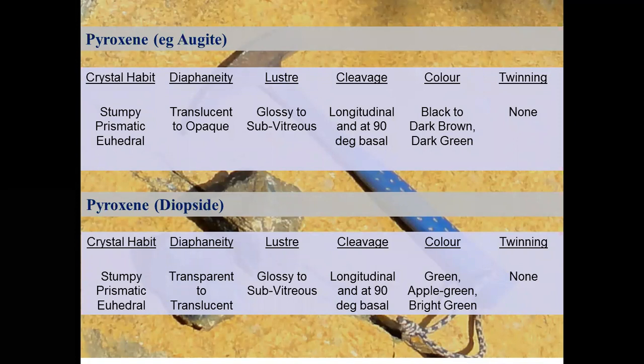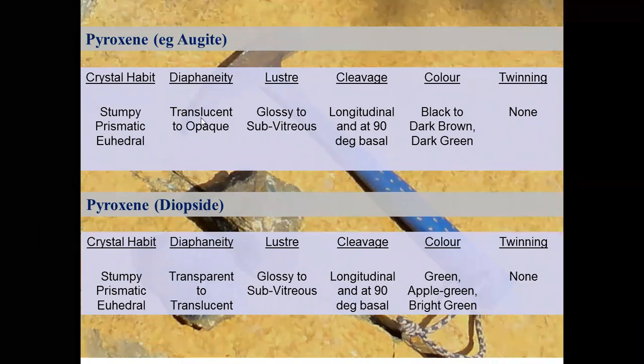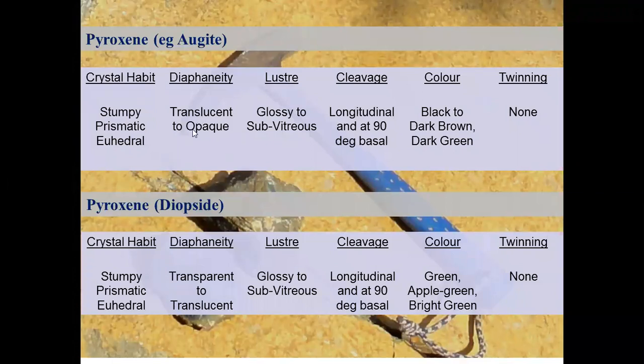And we can put these now into our developing table of qualities of rocks. And remember, I will give out the complete list in this format at the end of the series of talks. So we've just stuck all the stuff that I've just talked about into these headings here. So stumpy prismatic euhedral, these are nice crystals. Slightly translucent for the augite type pyroxenes, for example. Glossy to subvitreous. There's our longitudinal and 90-degree basal cleavage, and that's that range of colors.